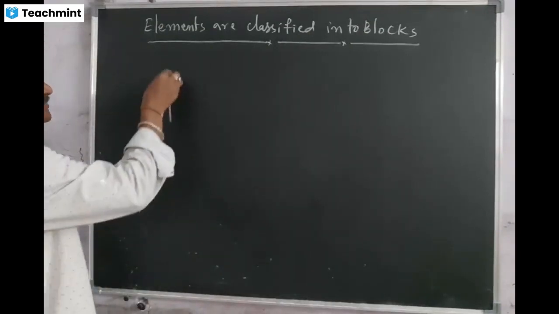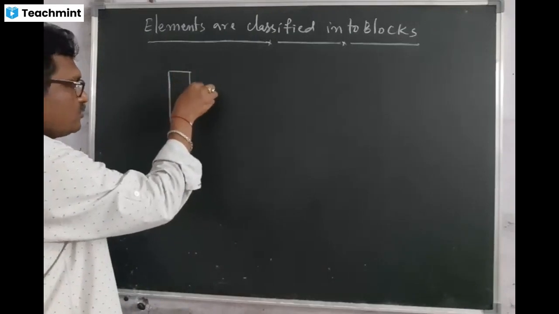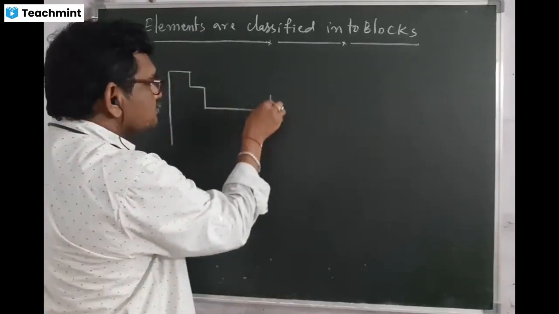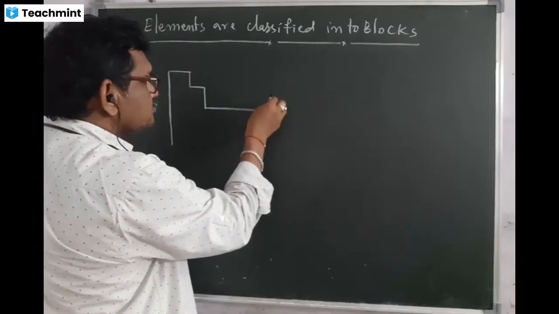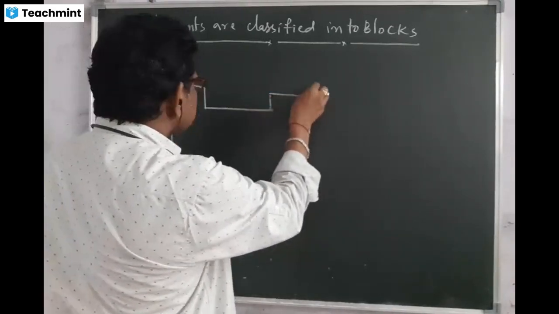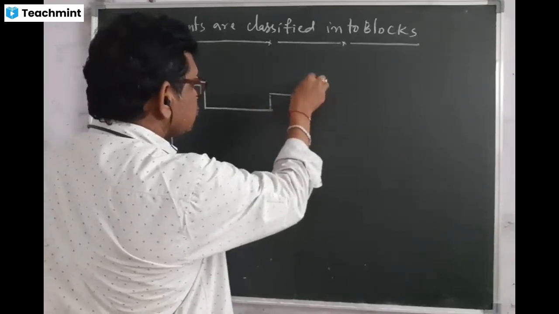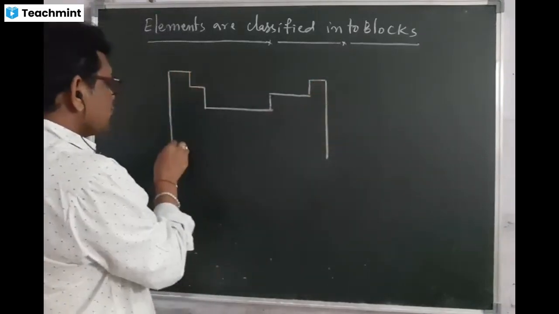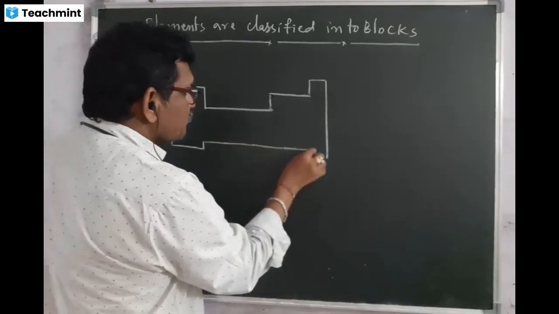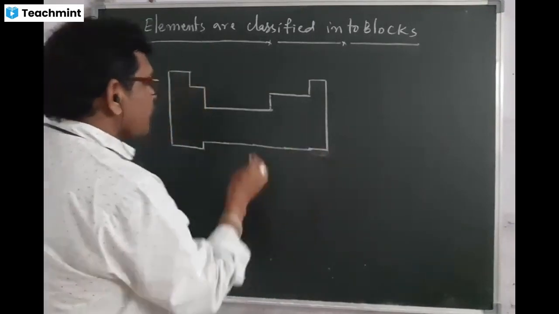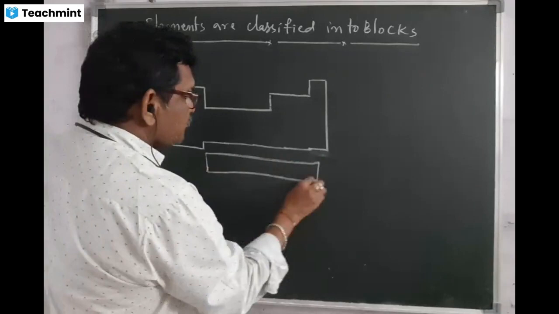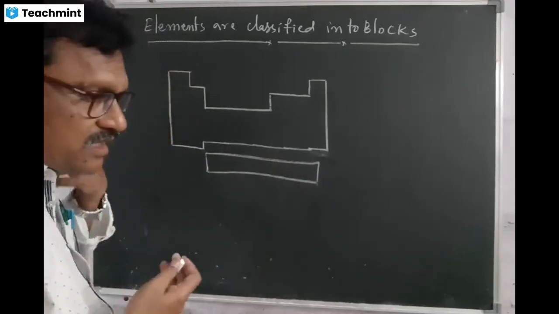See, you know this already. You have to draw this figure one more time for your clear understanding. Okay. So the rough figure of the periodic table will be like this. You know this already. We have drawn it a number of times.